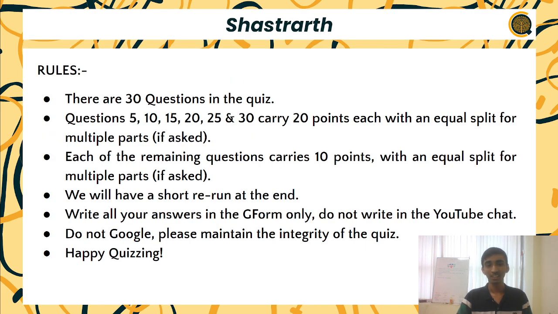So rules, pretty straightforward rules. There are 30 questions in the quiz. Questions that are multiples of 5, that is 5, 10, 15, 20, 25, and 30 will carry double points each. Well, that is 20 points. And each of the remaining questions will carry 10 points. And if there are multiple parts, we'll split them equally. Like if you're asked X and Y, you'll have 5 points for the normal questions.